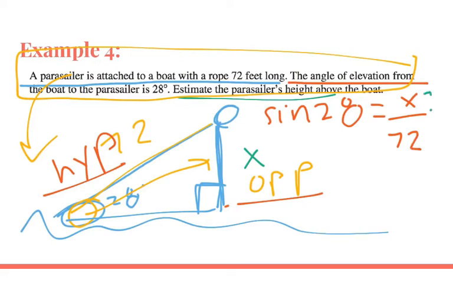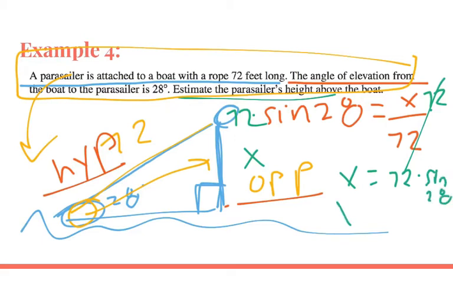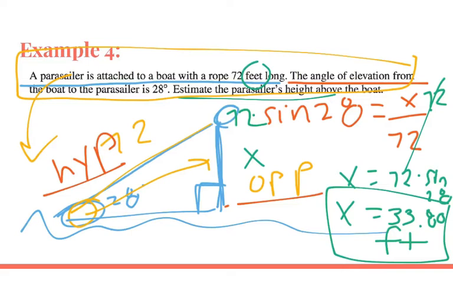So doing that, I would just multiply both sides by 72, and I get x is equal to 72 times sine 28. I'm running out of room there, so I'm writing it small. And typing that in on my calculator, I get 33.80. So, and what's our units here? It looks like we're measuring things in feet. So I know that the height of the parasailer is 33.80 feet above the water. And that's it. So this is nothing more than just a SOHCAHTOA problem.